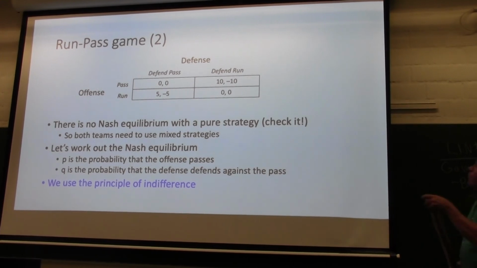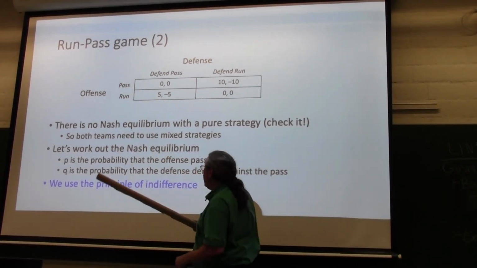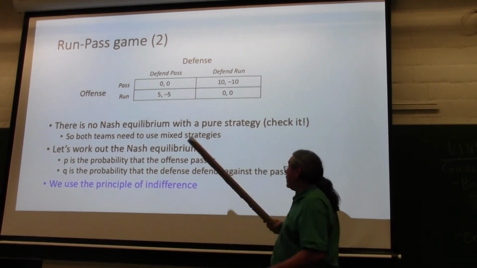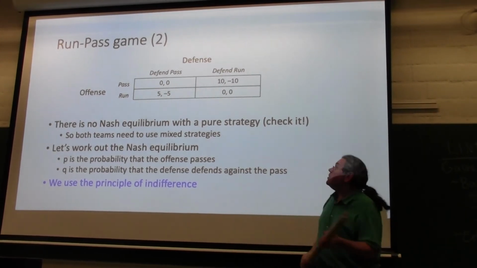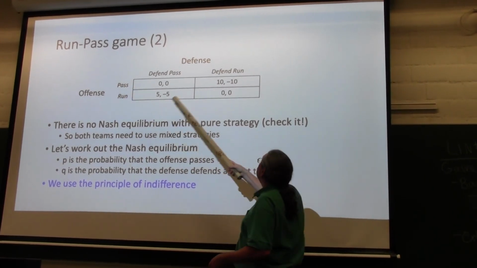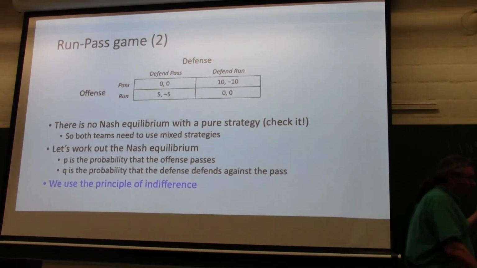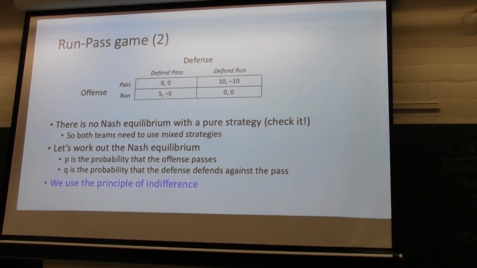Let's make some computations now. P is the probability of doing a pass, and Q is the probability of defending against a pass. And let's use the principle of indifference. That means the offense has to choose the probability so that the gain is the same, that there is no advantage. Because if there's a different gain, then the other side can take advantage of it.